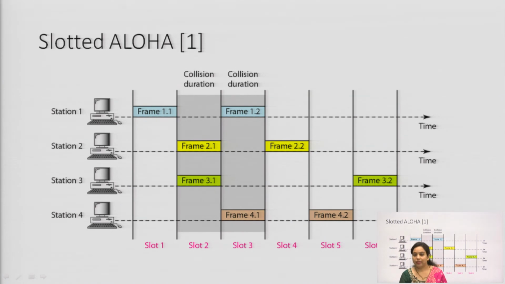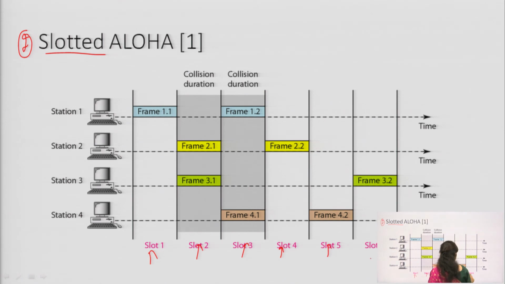Now, next is slotted Aloha. There is an advantage of slotted Aloha and a disadvantage is also there. Collision will take place in this case also, but a proper time duration is allotted in this Aloha. This is the second type of Aloha, where the time sequence is divided into different slots, like this is the first slot, this is second slot, third slot, fourth, fifth and sixth. So, the time axis is divided into different slots.